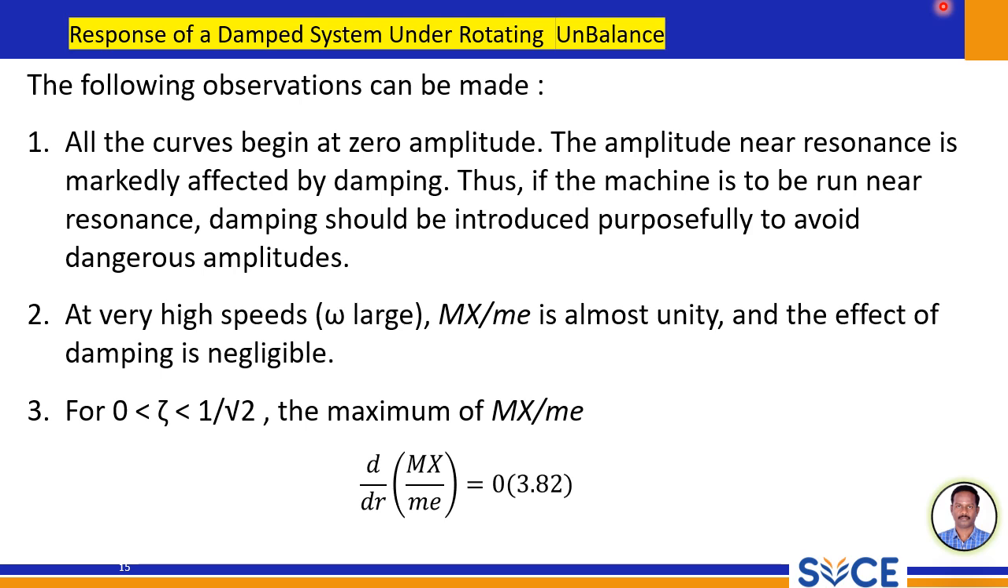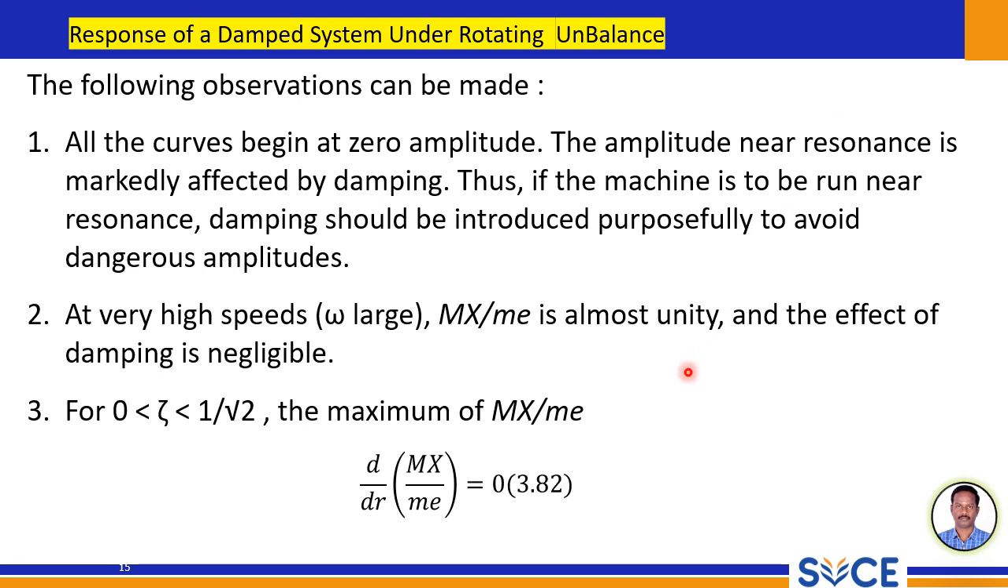Now let's consider the second observation. At very high speeds or frequencies, the amplitude ratio m x by m e is almost unity. This means that the displacement amplitude becomes almost equal to the unbalanced mass effect. Interestingly, at these high speeds, the effect of damping becomes negligible. The system vibrates almost as if there were no damping at all. Now you can see this on the graph where all the curves converge towards unity at high frequencies.